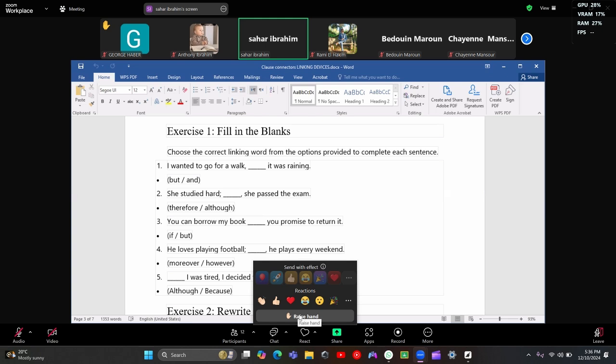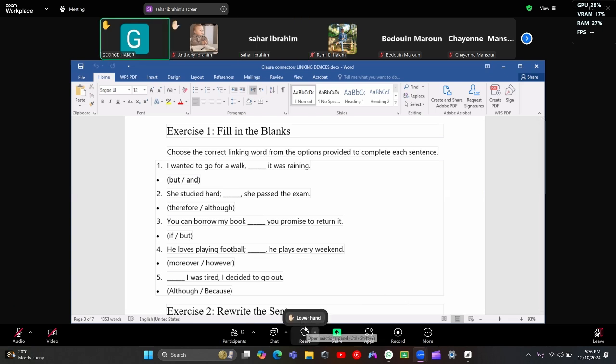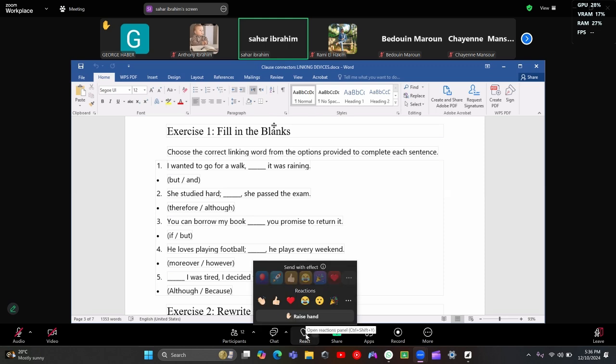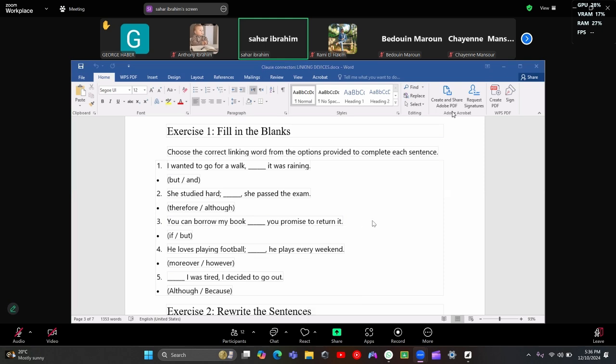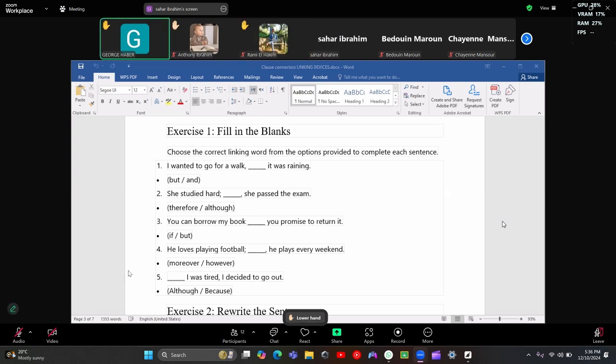George Haber. Yes, miss. So what's the type of the sentence we are making? You are raising your hand, yeah, George. Yeah, I was raising it for one of these. Rami, what about the type of sentence in number 1? It is a compound sentence, definitely.